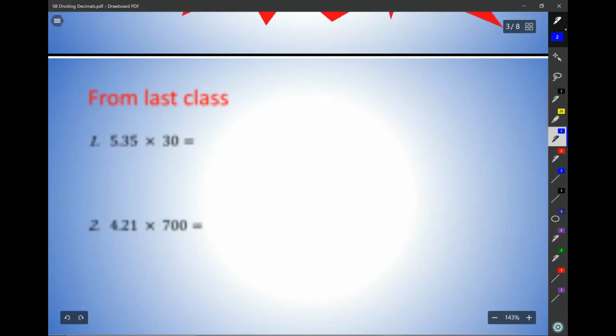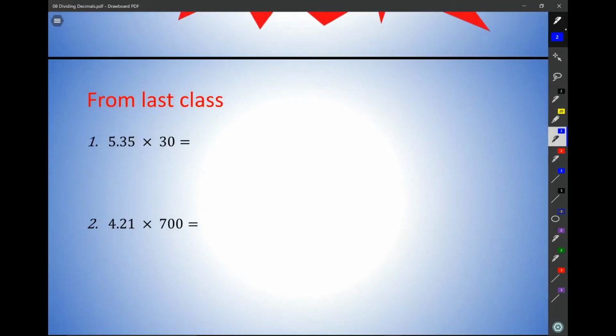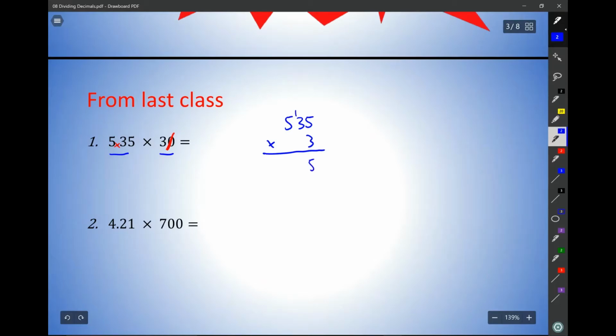Okay, a revision question from last class on multiplying decimals. We have this decimal multiplied by 30, so we're going to ignore the 0 and we're going to ignore the decimal. And we're going to times 535 by 3. 3 times 5 is 15. 3 times 3 is 9, plus 1 is 10. 3 times 5 is 15, plus 1 is 16.